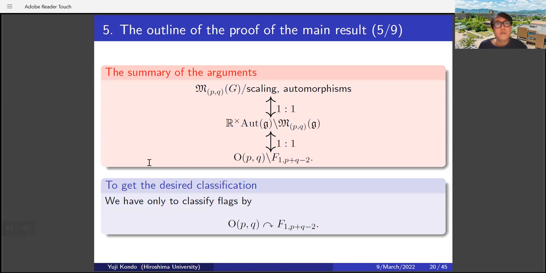So summarizing the above arguments, we can summarize as follows. Originally, we were considering the classification of left invariant metrics up to scaling and automorphisms. That is, we considered this coset space, but this coset space is identified with this orbit space. And moreover, this orbit space coincides with this orbit space. So to classify left-invariant metrics, we have only to classify flags by the action of OPQ on this flag manifold.